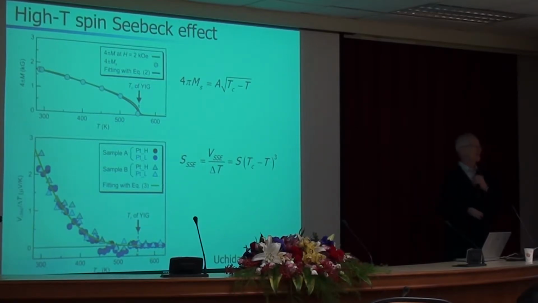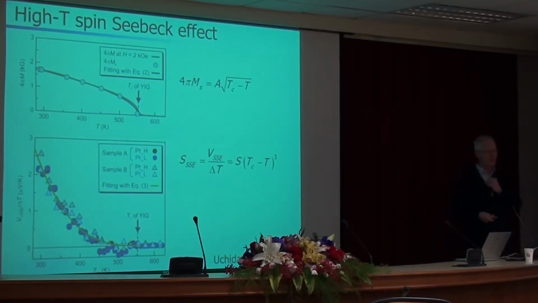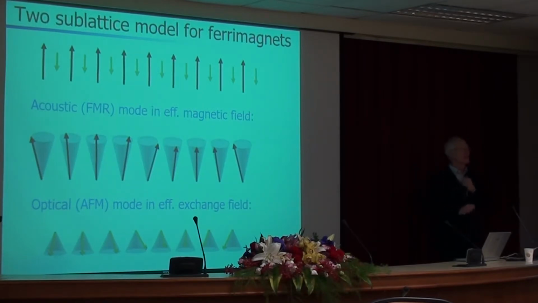The spin-Seebeck effect, however, turns out to be strongly suppressed at higher temperatures, so it goes like the cube of the temperature. Now this was quite a disappointment because you would like to use the spin-Seebeck effect for thermoelectric generation of power also at higher temperatures. So it's important to understand what is happening. In order to understand this, we really have to take into account that GIG is a ferrimagnet and not a ferromagnet. Now let us recall what a ferrimagnet is.